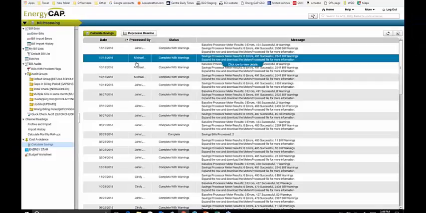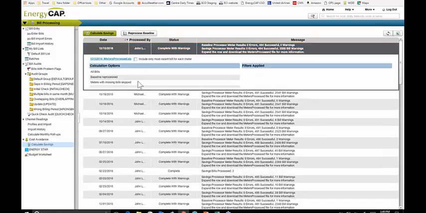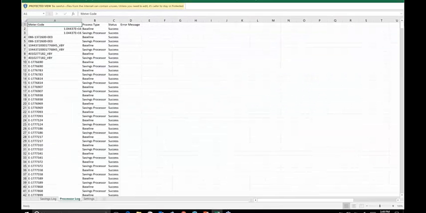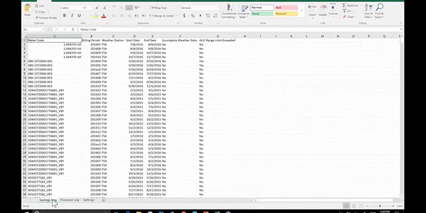You'll see this log of all of your processor runs. If you open that up, it'll show you what you did that day. You can click on the Excel file and download it, and that Excel file will look something like this. And if you go to the savings log, it'll list every single meter and month. Every row is a meter and a month. So it's showing what the calculator ran on, the billing period, the meter.